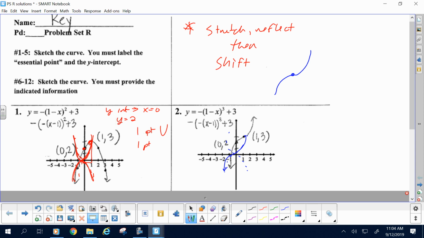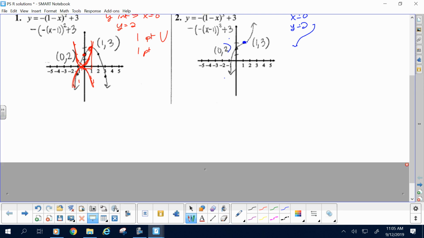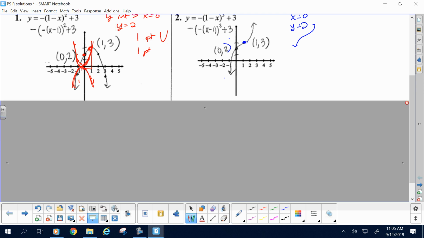All right, then again, it's right 1, up 3. So that bend point, the inflection point it's called, that middle of the curve where it changes from frowning to smiling, is 1, 3. And again, when you put in x equals 0, you get y is negative 1 plus 3, or 2. So if you have the right shape, that's 1 point. If you have the right critical points, that's the other point. Stop me, shout out if you have any questions, please.